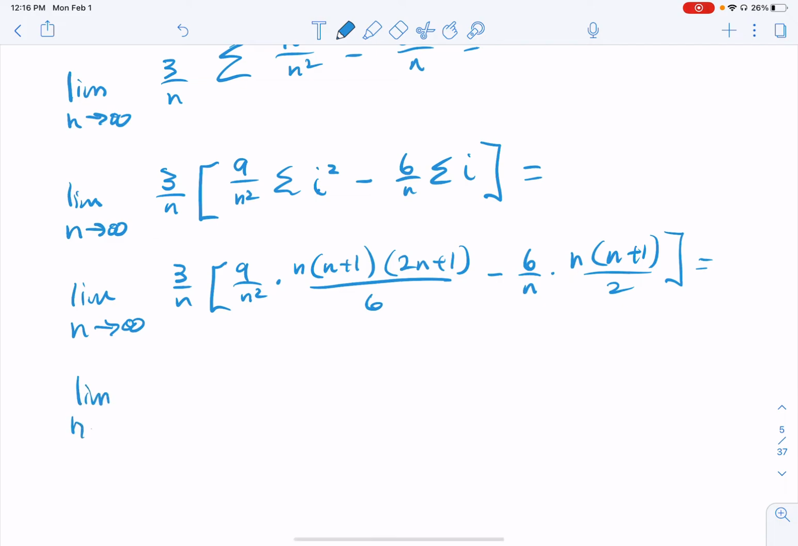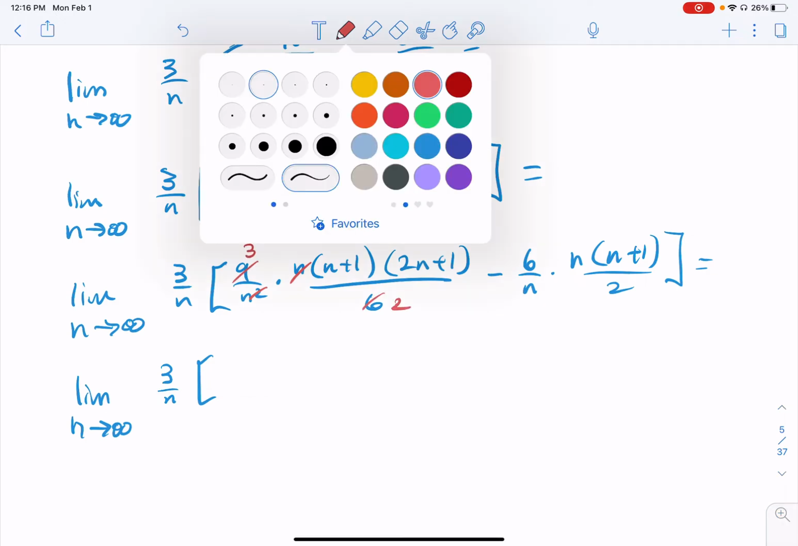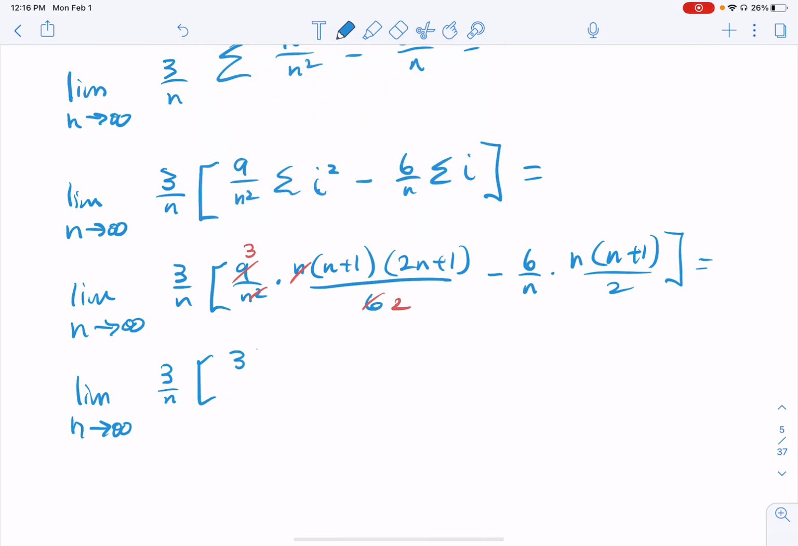Eventually, we're going to hit some calculus. 3 over n, cancellation crayon. Cancel out one of these factors of n. Cancel out a common factor of 3. It's going to be a 2 there, a 3 there. That should be good. A 3, n plus 1, 2n plus 1 over 2n.